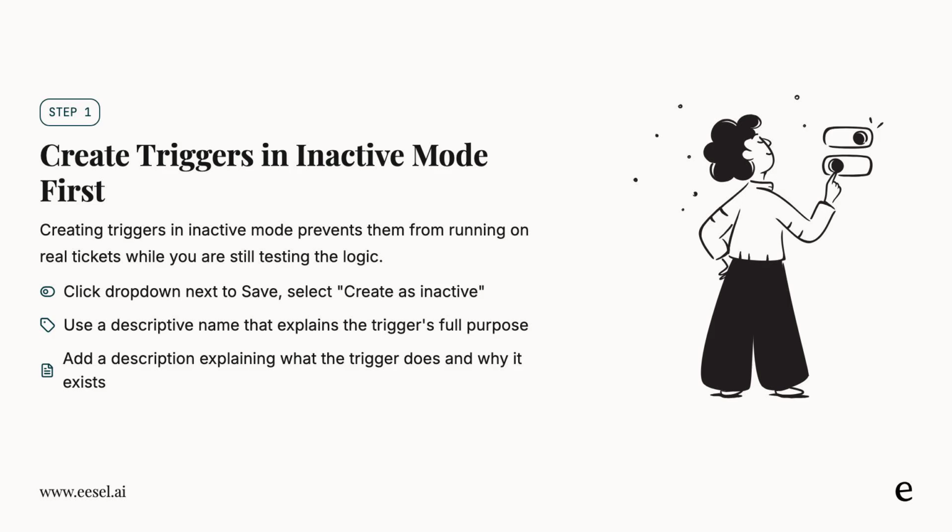Before anything else, create the trigger in inactive mode. Click the drop-down next to Save and select Create as inactive. This keeps the trigger from running on live tickets while you are still testing. Use a descriptive name and always write a description explaining why the trigger exists.